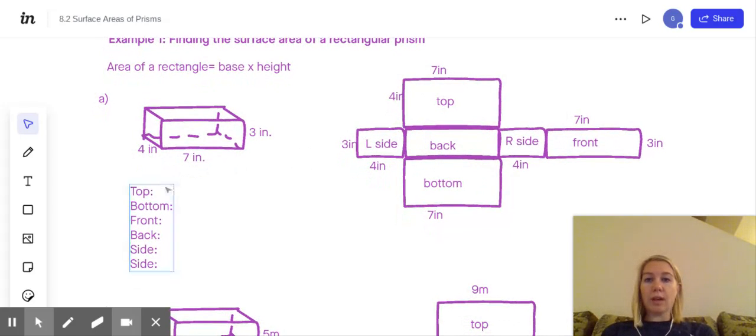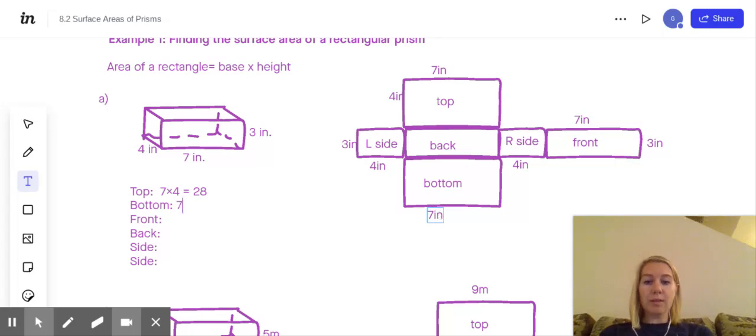Okay, so the top, it's the base times the height. So for the top, the base is 7 inches. So 7 times, and then the height is 4 inches. And I know 7 times 4 is 28. And the bottom is going to be the same thing.